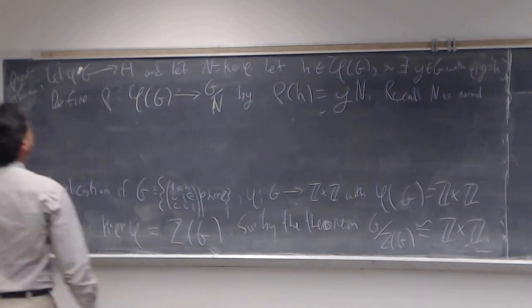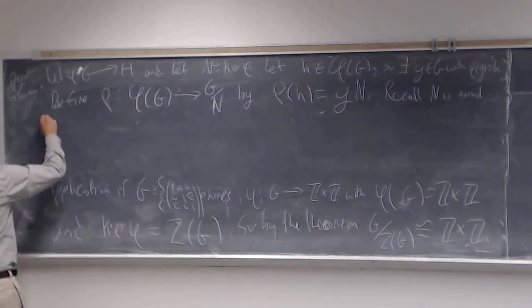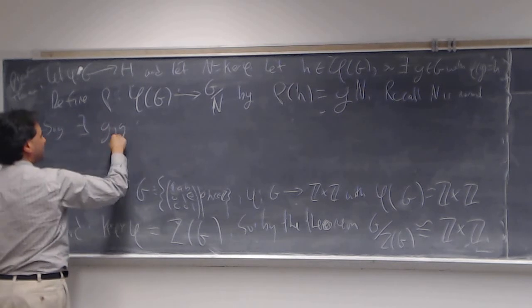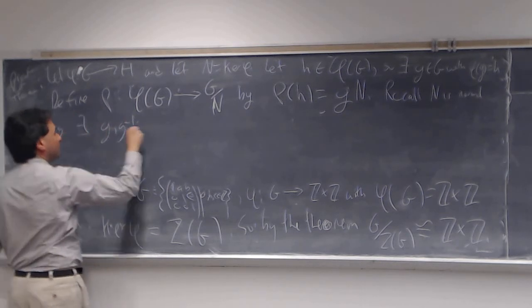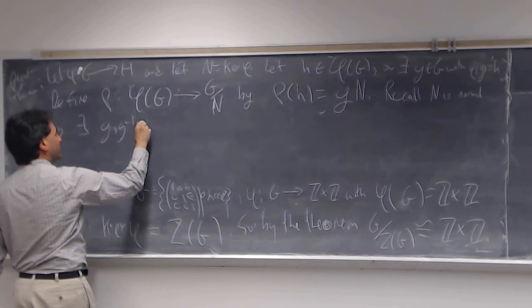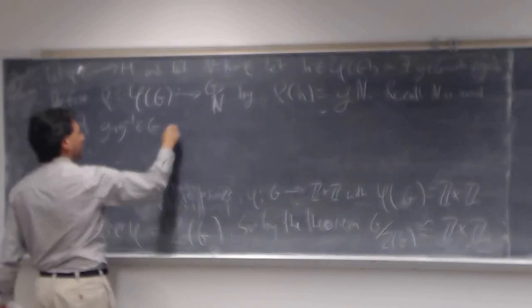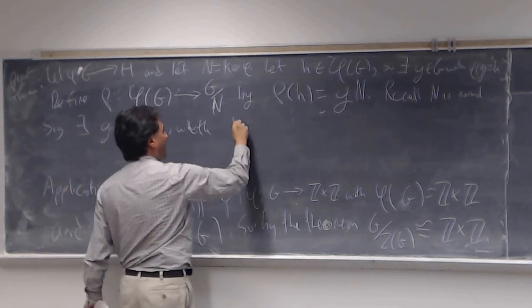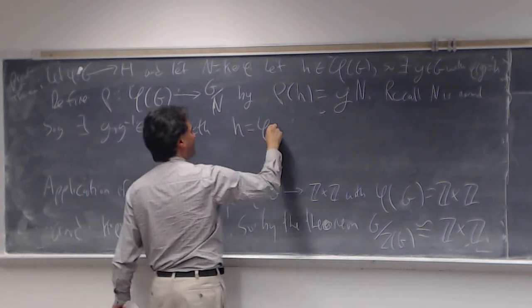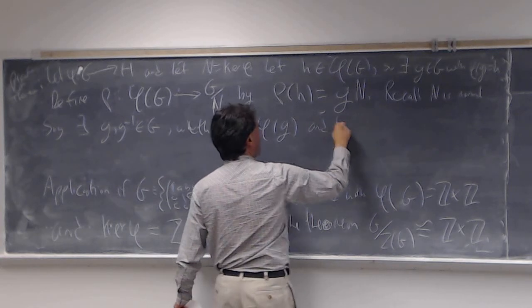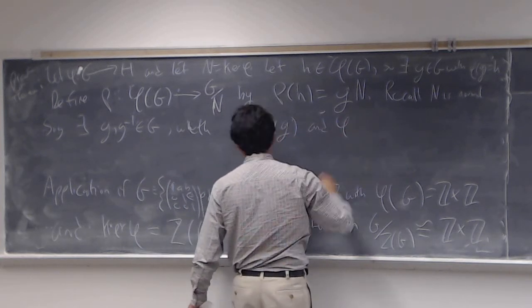So again, we need to check that this is well defined. So say you have two g's, there exists a g and g prime in G with h equal to phi of g, but also h equal to phi of g prime.